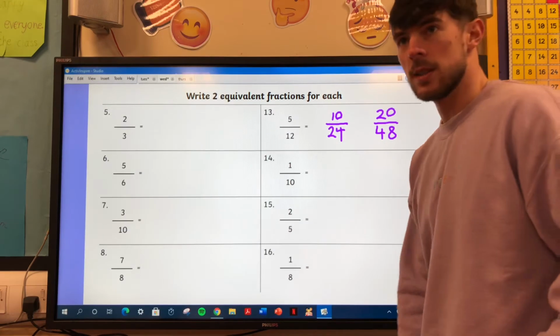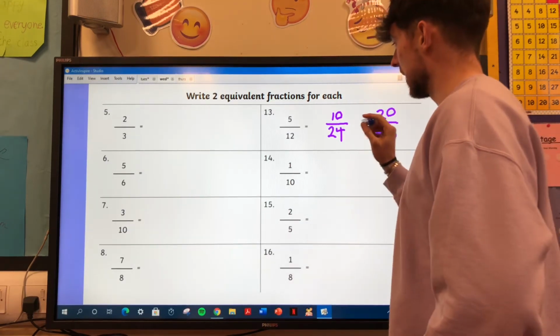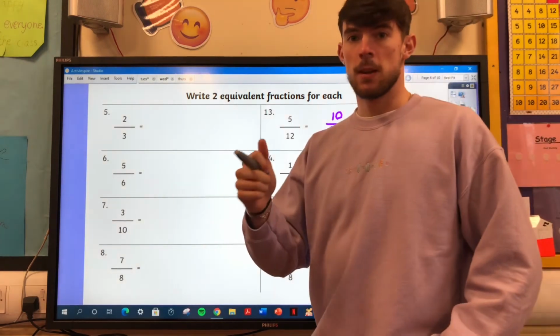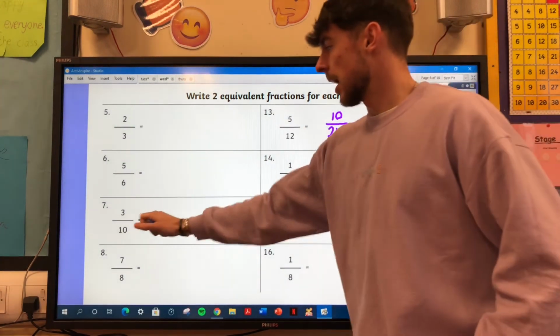So you're going to be doing this on Class Dojo. You're allowed to have, say for example, if you multiply by 2, you're allowed to use 2 twice. So you can use 2 once up here and once down here.